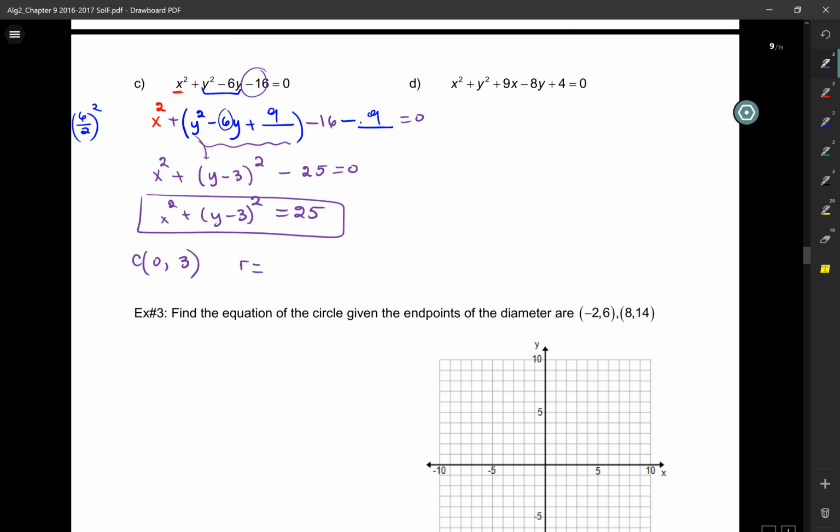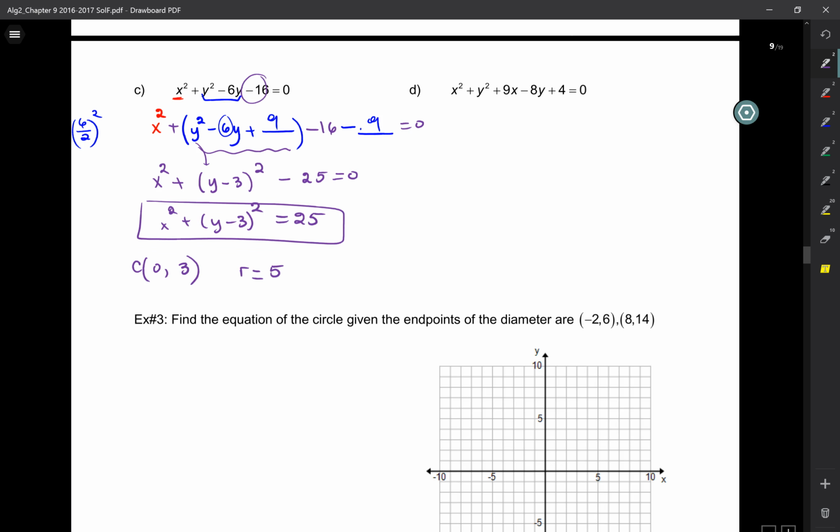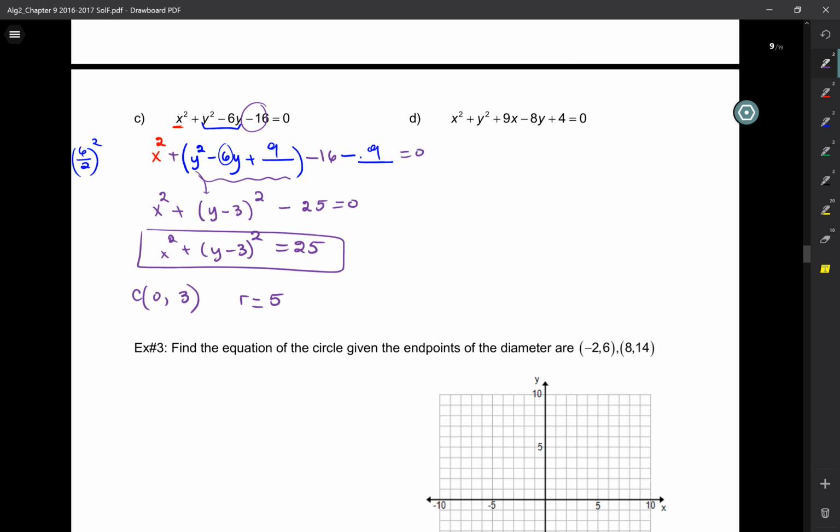5. It's the square root. Oh, you knew that, right? Okay, let's do this next one then. I think we have to do it twice.